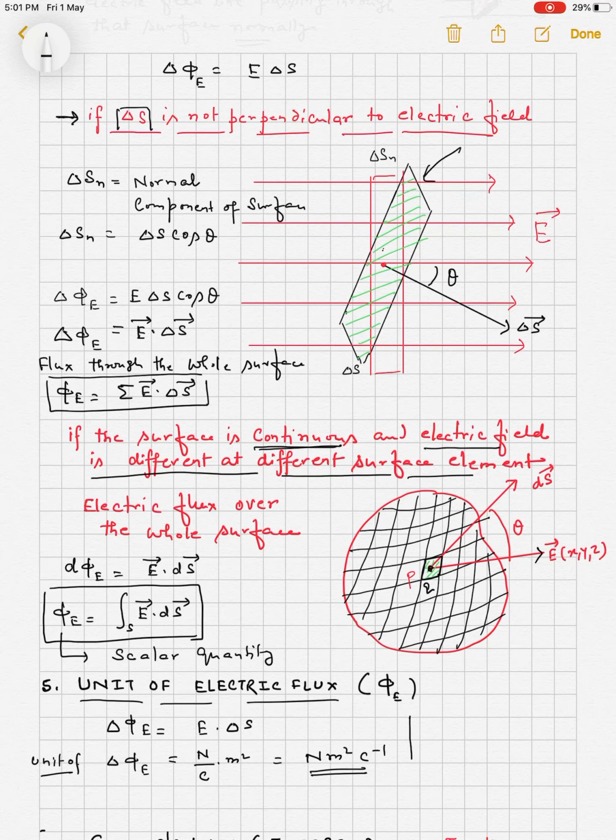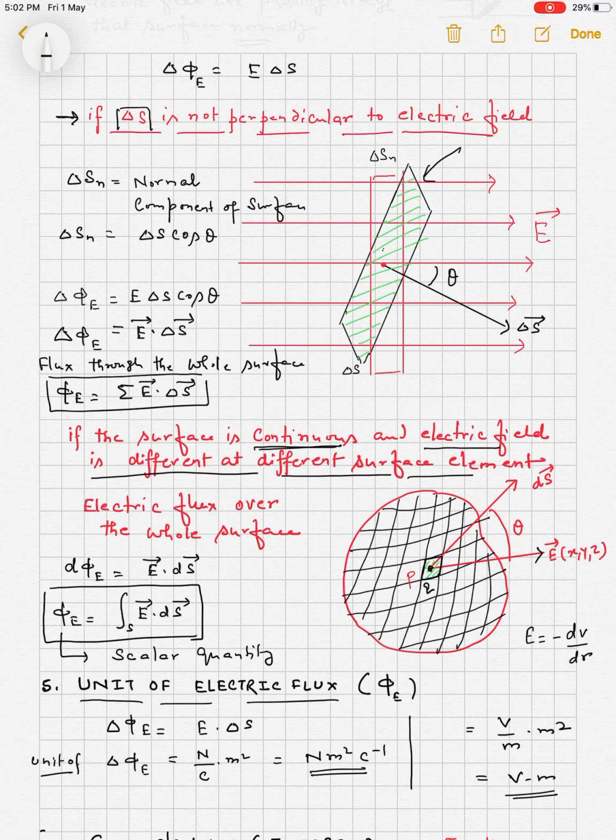Also we can find the unit in another form. E can also be written in terms of potential: E is equal to minus dV by dr. So the unit is volt per meter, and multiplying by area in meter square, it is volt meter.